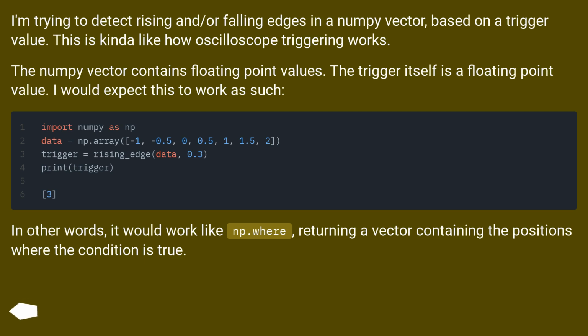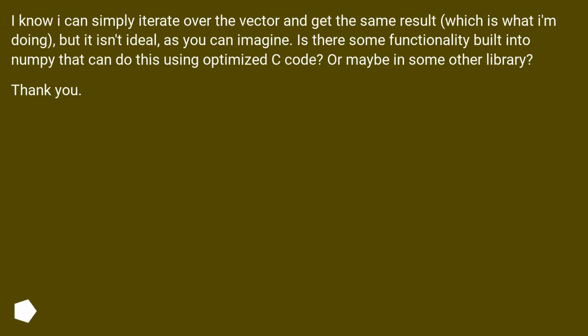In other words, it would work like np.where, returning a vector containing the positions where the condition is true. I know I can simply iterate over the vector and get the same result, which is what I'm doing, but it isn't ideal, as you can imagine.